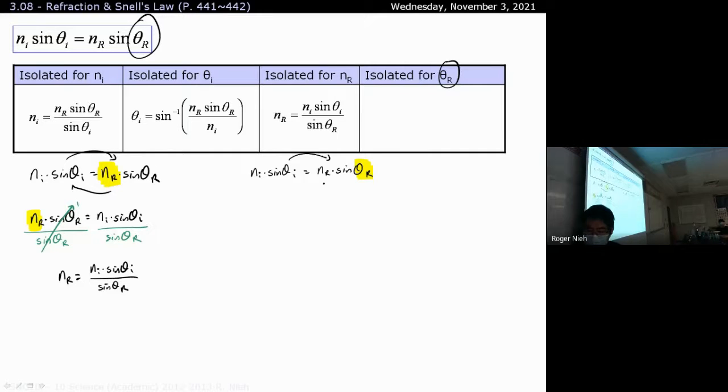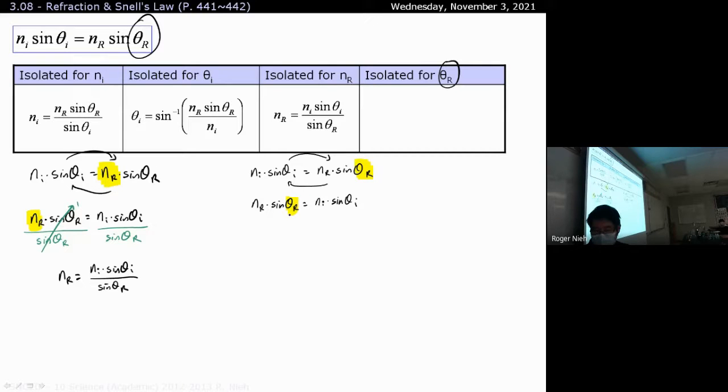So we're going to use the same hack as before. We're just going to do a quick swap-a-rooney. If we know that 54 is equal to x, then surely x is also equal to 54. So that's why we can get away with swapping it like this. So n subscript r times sine theta r is equal to n subscript i times sine theta i. As a reminder, our objective is to solve for theta r.